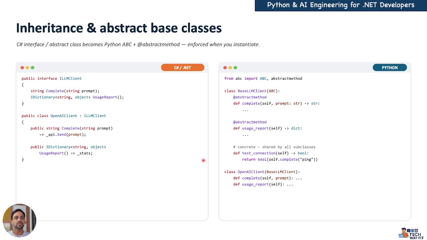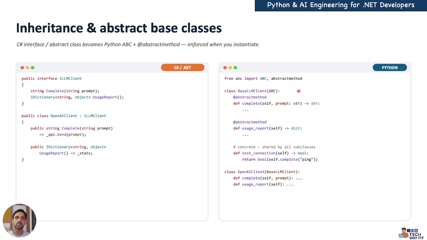Okay, so now let's go to the next topic for today, which is inheritance and abstract base classes. When we are in a .NET world, we know how to define an interface using public interface, with a convention of starting the name with I. For example, here we have the LLM client as an interface, and we have an OpenAI client which inherits from this particular interface, or we can say implements the interface and defines the methods that are defined within the interface.